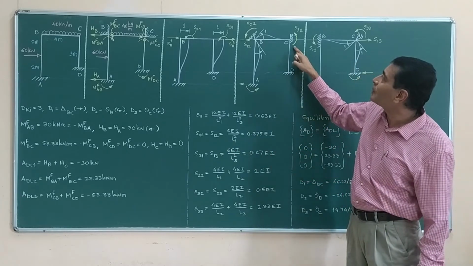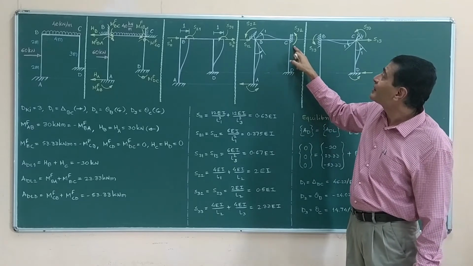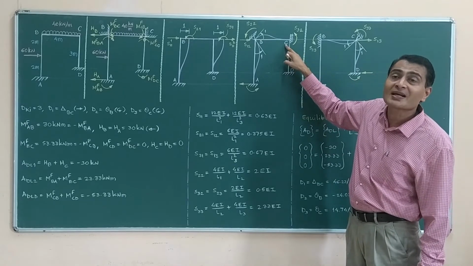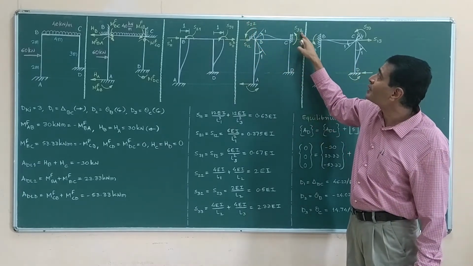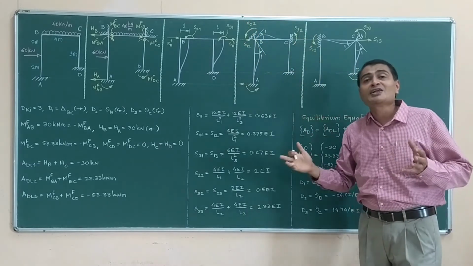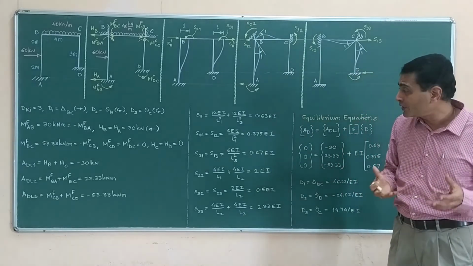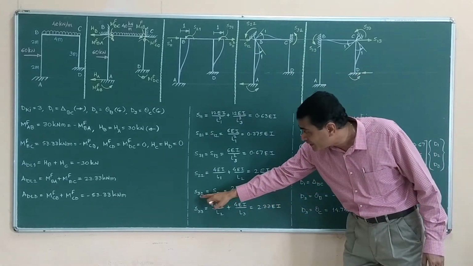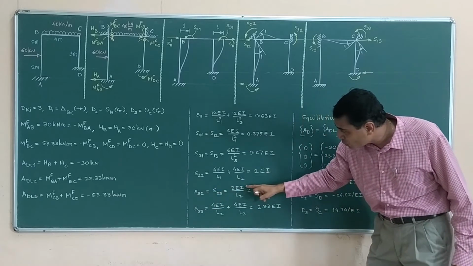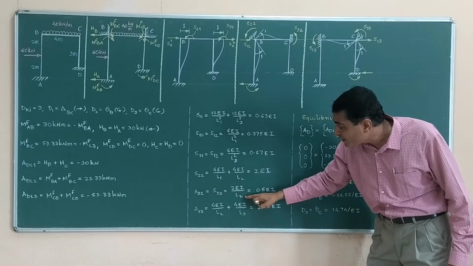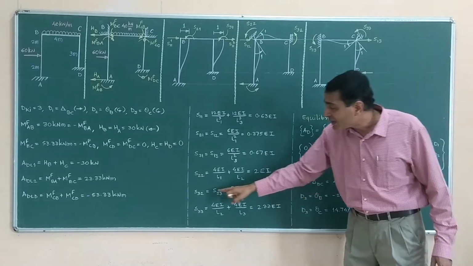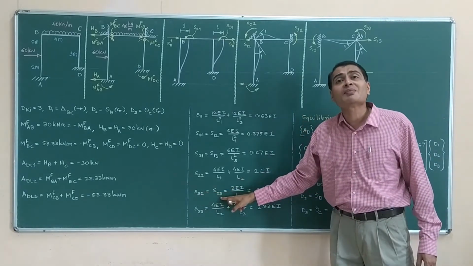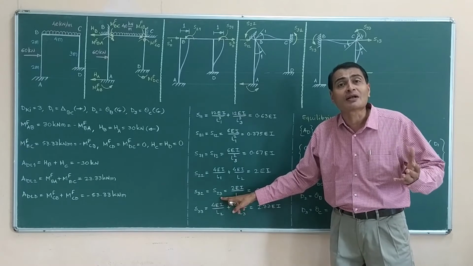Observe this particular couple moment. It is corresponding to rotation at C due to rotation at B. That's why it has to be S32, and it is going to be 2EI upon L2. So that is what we have written. S32 is equal to 2EI upon L2. L2 is 4 meters, so I am getting here 0.5EI, and S32 will be same as S23, as we have already learned.